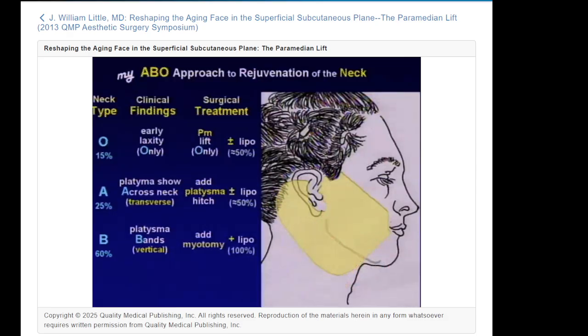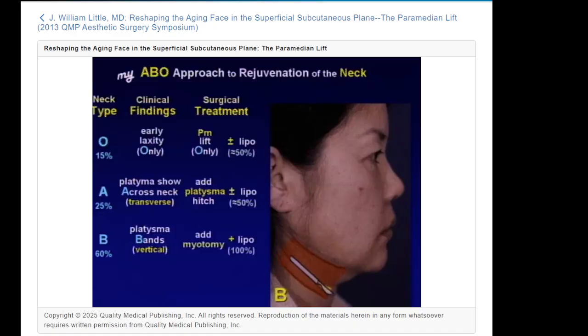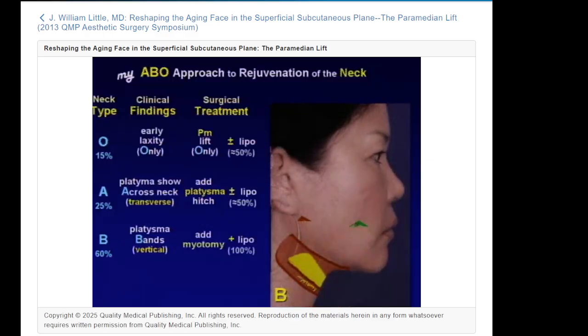I'm just not willing to make the incision anymore. I don't like the vector anymore. So here's a B neck. Because I'm so focused on the commissure, and it's so difficult to improve these things, I don't want to compete with that by pulling the SMAS in an opposite direction.